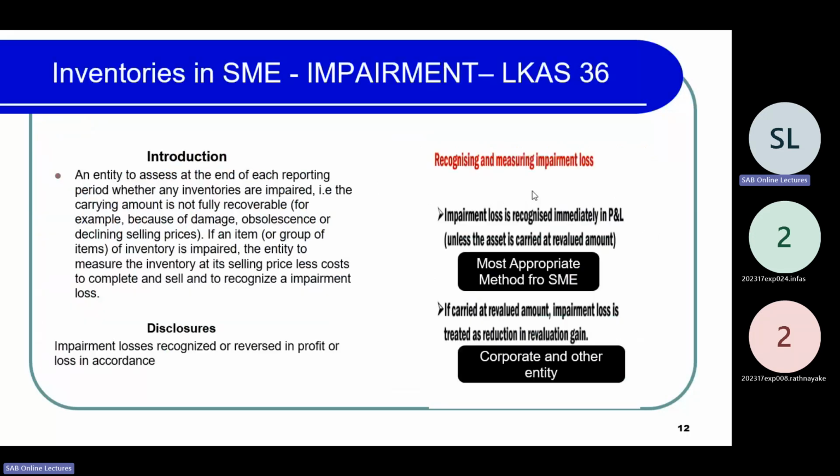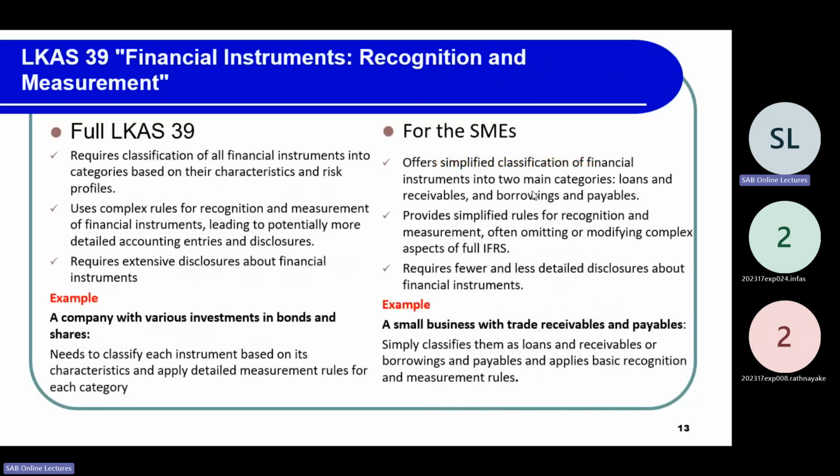Next is how we treat impairment in SMEs. As an introduction, an entity assesses at the end of each reporting period whether inventories are impaired, for example due to damage, obsolescence, and declining selling prices. There are two types in recognizing and measuring impairment loss. One is that the impairment loss is recognized immediately in profit or loss. The other is that if carrying value exceeds, the impairment loss is treated as a reduction in revaluation gains. But the most appropriate method for SMEs is the first one. This is my part. I would like to next request Galle.